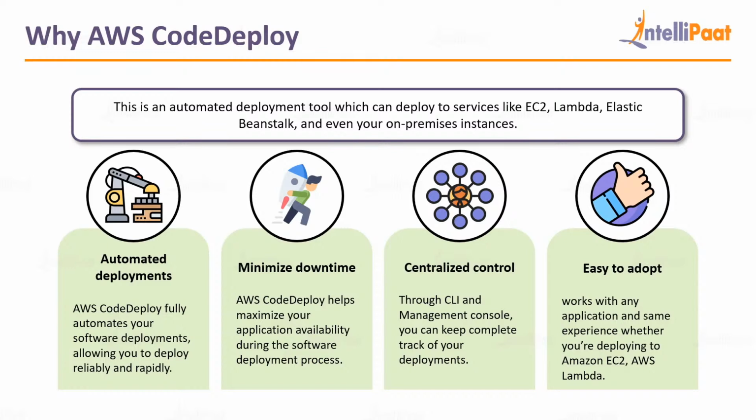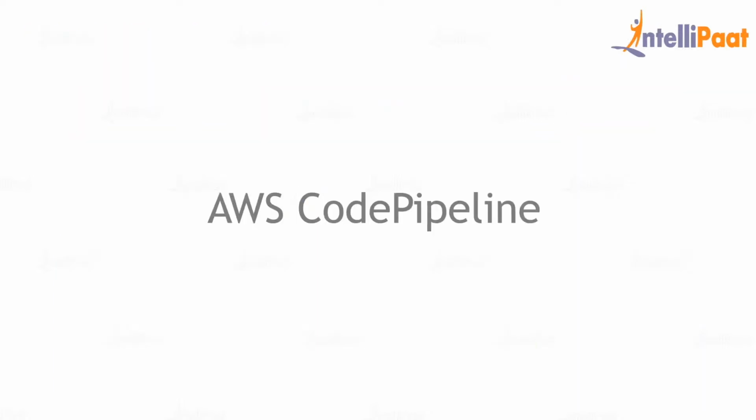Centralized control, you have one management console or the CLI, and you can manage all your tasks and track your progress using it. Finally, easy to adopt. So that is, if you know Amazon EC2 or AWS, if you have worked with AWS or any cloud service, it's very simple to start off with CodeDeploy itself.